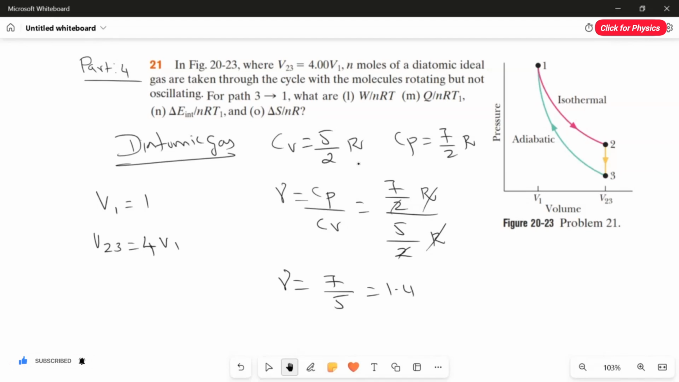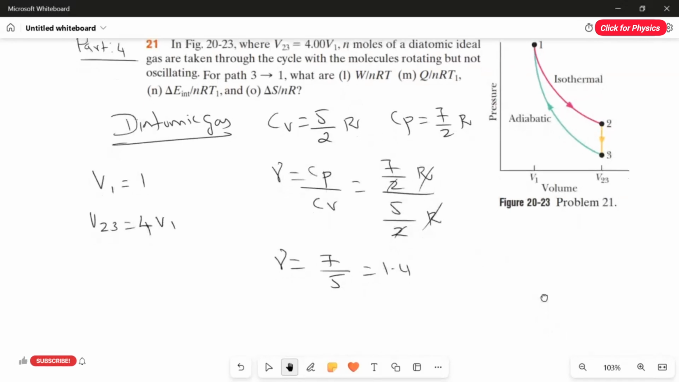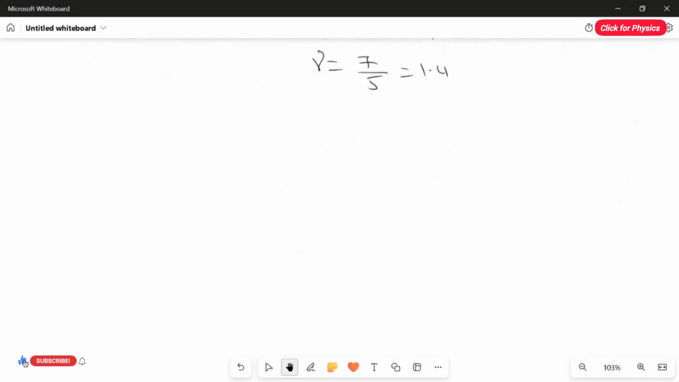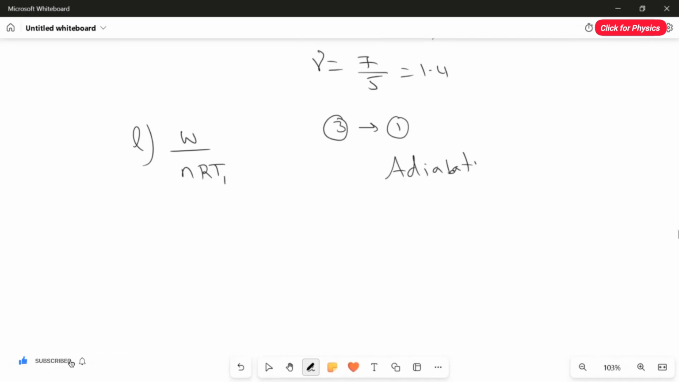So let's start with the question L. What is given in question L? W over nRT. In question number L, we are going to find W over nRT. Clear? And what path we are going to consider? From path 3 to path 1. And this path 3 to 1 refers to adiabatic. What is adiabatic refers to? Q equal to 0. There is no heat flow.